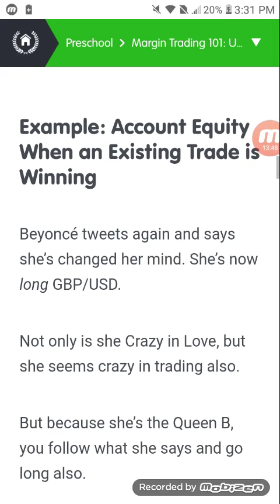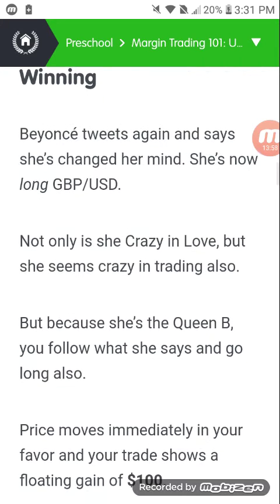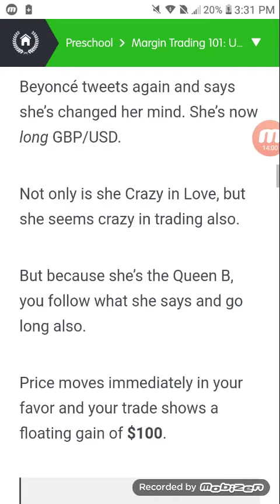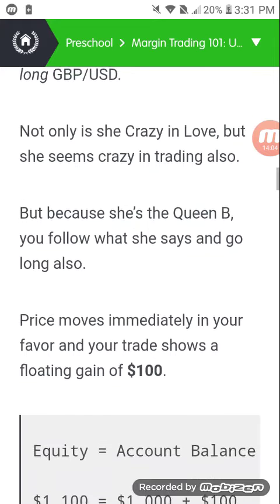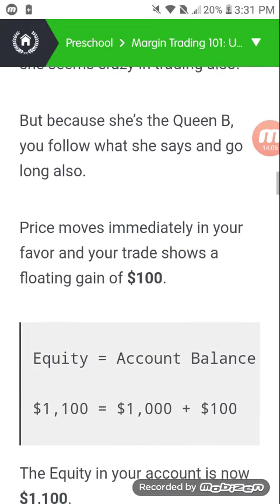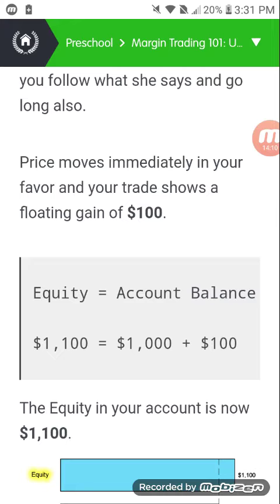So in this account, when your existing trade is winning, what does your equity look like? Say Beyonce again changes her mind and says go long on GBPUSD. Not only is she crazy in love, but she seems crazy in trading also. But she's Queen Bee, and she says go long, so you go long. The price immediately moves in your favor and your trade shows a floating gain of $100.